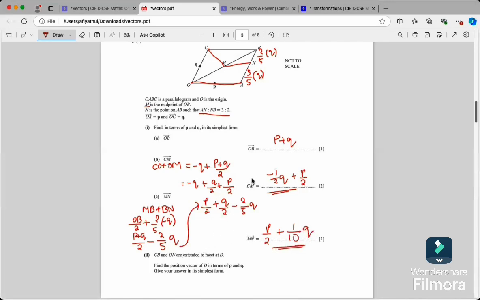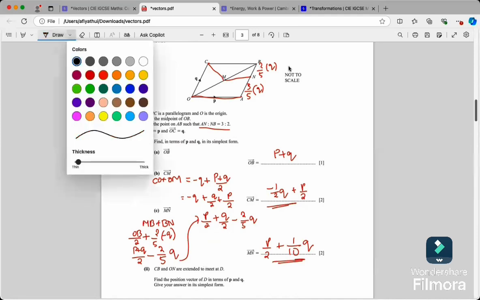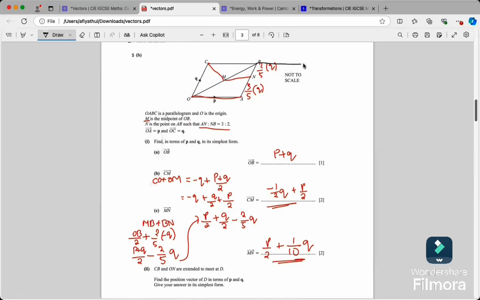CB and ON are extended to meet at T. Okay, so we have CB and ON. So you just expand the CB such that CB and ON are extended to meet at T. So just draw the line at ON and they are going to meet at the point T. All right. Give the position vector of D in terms of P and Q. So you need to find out the position vector, means OD you have to find out here.